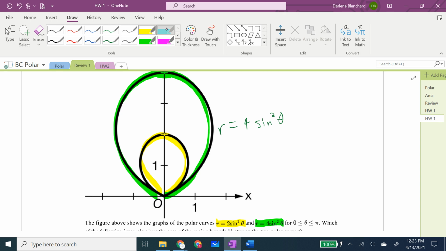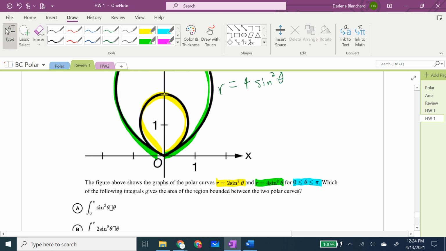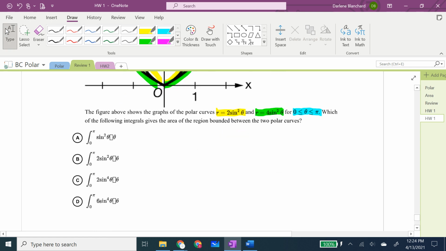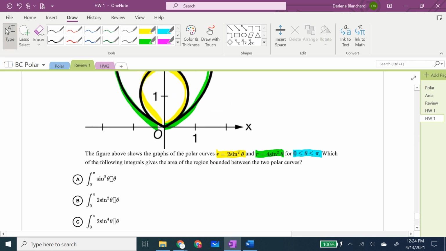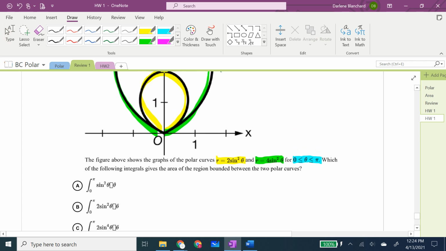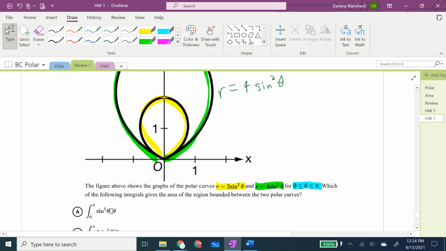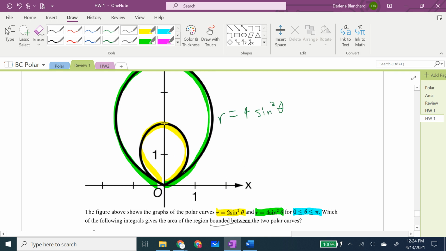They additionally are telling you that we are working from 0 to pi. So it's immediately giving you the values of the endpoints of your integral. In fact, if you look at all your possibilities, they're all 0 to pi. So really it is focused on the area formula. Now we want the area of the region that is bounded between these 2 curves. If I'm bounded between them, then I'm looking at this region.